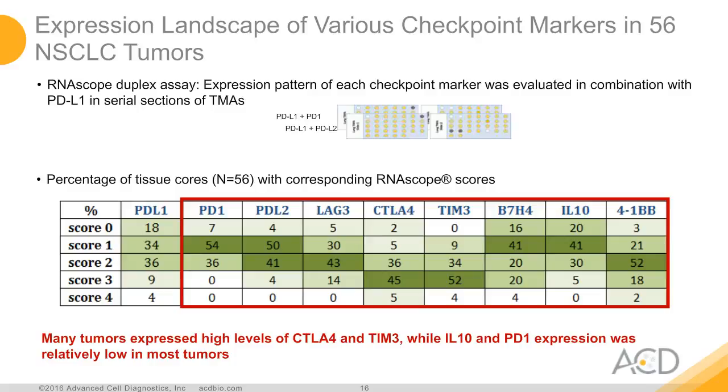I'll now show you the expression profiles of these various checkpoint markers in selected tissue cores shown in this table. These cores were ranked from high to low PD-L1 expression from top to bottom. In core 2E2, where PD-L1 is expressed at very high levels, we also observed high-level expression for PD-L2, LAG3, CTLA4, TIM3, and 4-1BB. In cores 1B1 and 2D1, where PD-L1 is expressed high with scores of 3, the co-expression profile of the other markers between the 2 cores were variable, especially with B7H4.